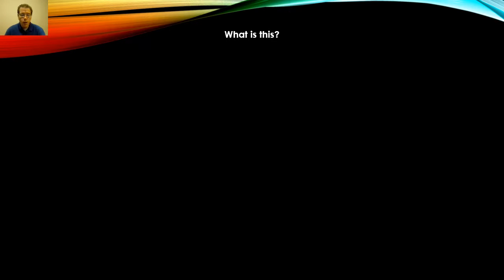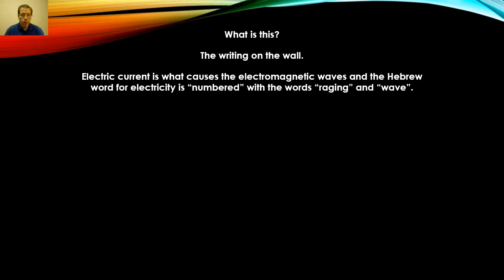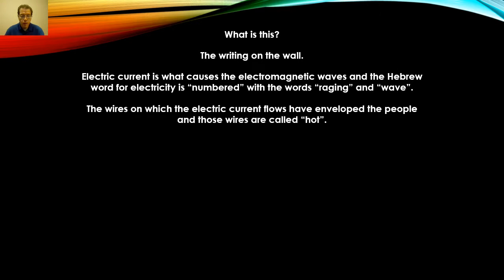So what is it? What are these numbers that seem to match up with the modern world? The writing on the wall. It is part of the writing on the wall. Electric current is what causes the electromagnetic waves, and the Hebrew word for electricity is numbered with the words raging and wave. The wires on which the electric current flows have enveloped the people, and those wires are called hot.